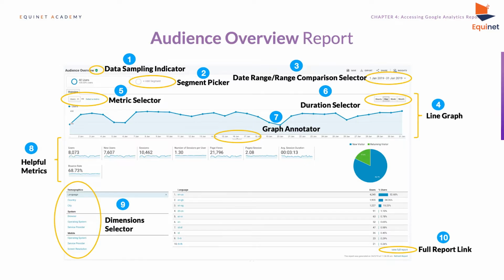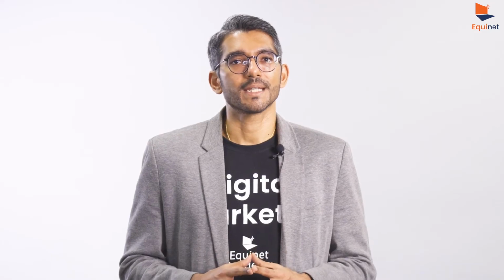Let's take a look at the Audience Overview Reporting dashboard. There are 10 areas that we'll be covering for the overview report. They are Data Sampling Indicator, Segment Picker, Date Range Comparison Selector, the Line Graph, the Metric Selector, the Duration Selector, Graph Annotator, Helpful Metrics, Dimension Selector, and the Full Report Link. Let's begin with the Data Sampling Indicator.